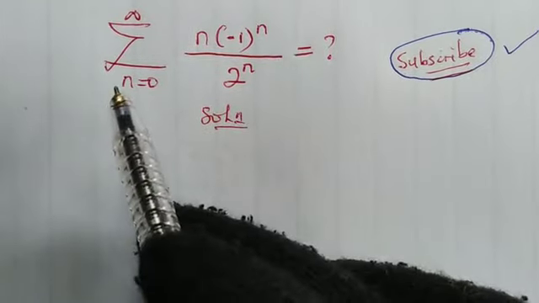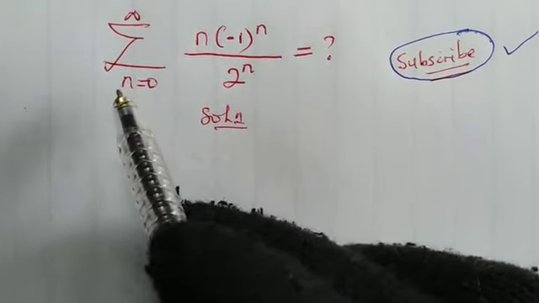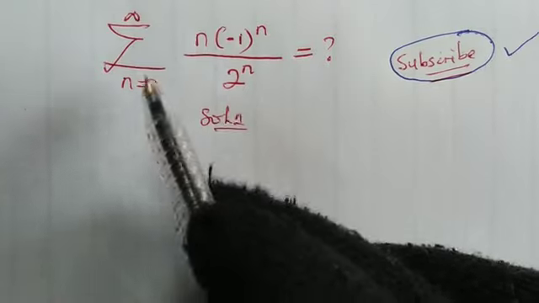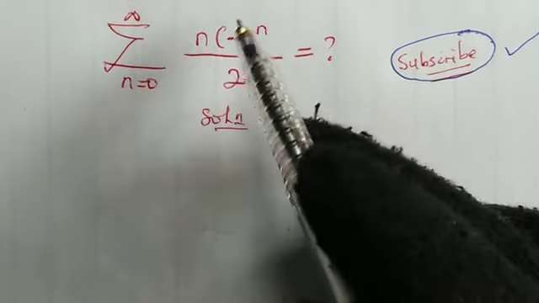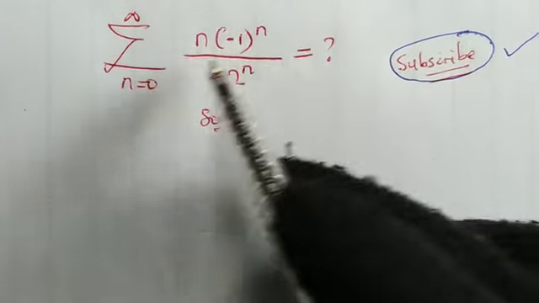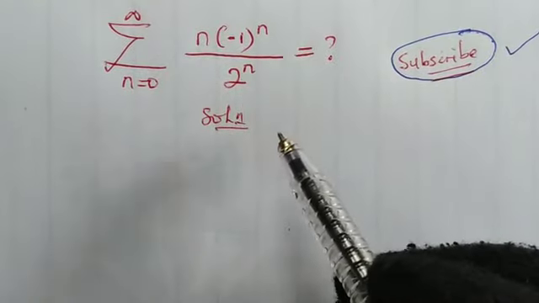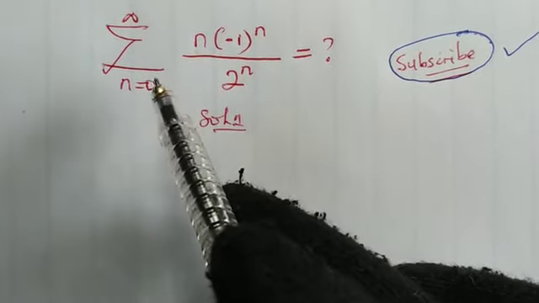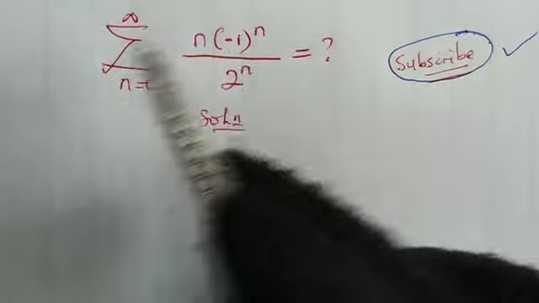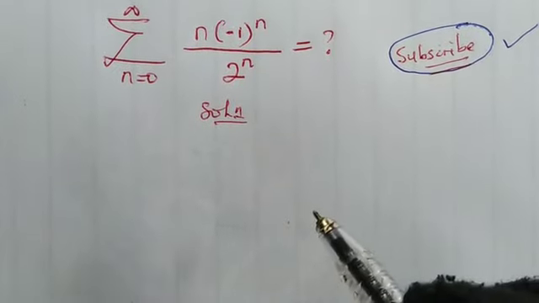Here we're given the following infinite sum: the sum as n goes from 0 to infinity of n times (negative 1)^n over 2^n. We're here to compute the exact value of this sum, right?